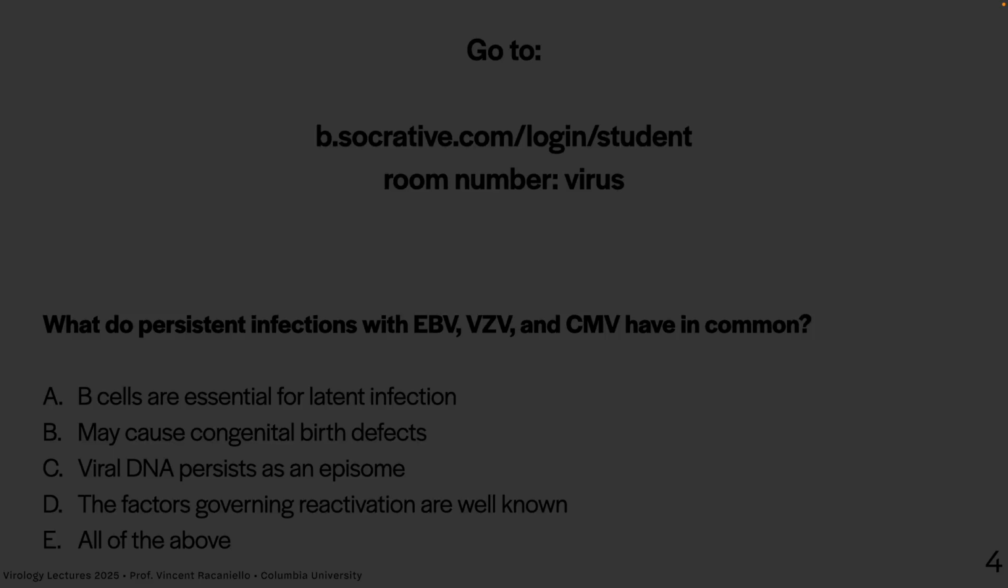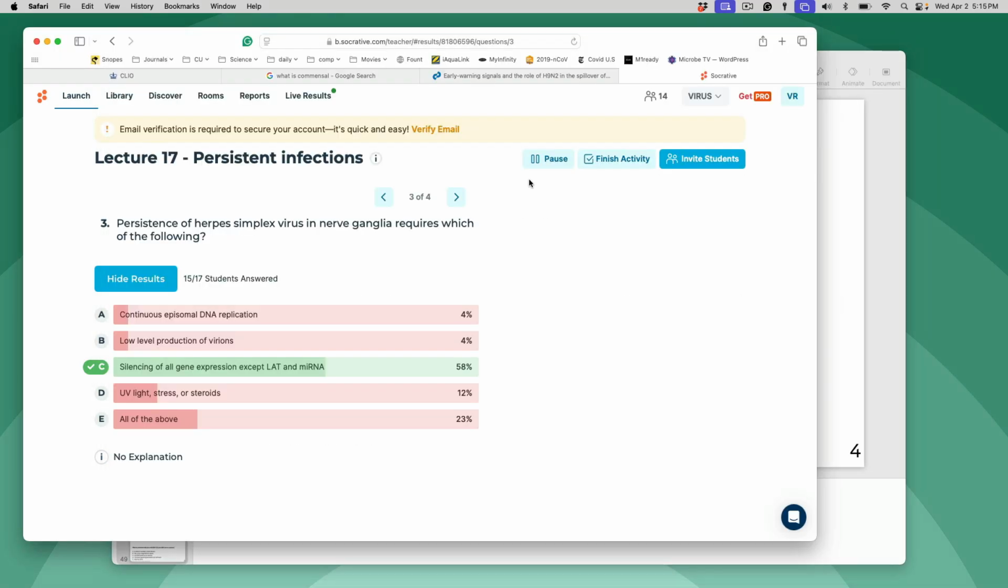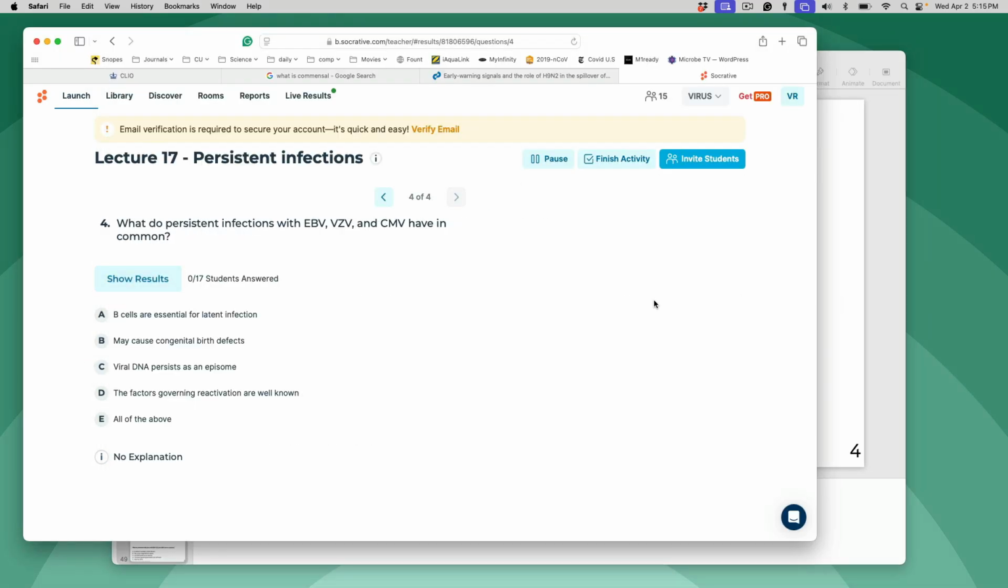All right, our last question is, what do persistent infections with EBV, VZV, and CMV have in common? A, B cells are essential for latent infection. B, may cause congenital birth defects. C, the viral DNA persists as an episome. D, the factors governing reactivation are well known. E, all of the above. What's in common? All right, let's see how we did.